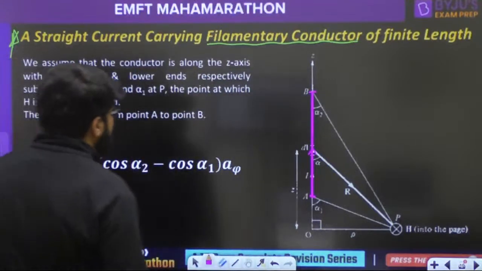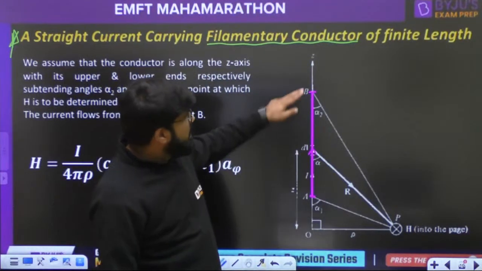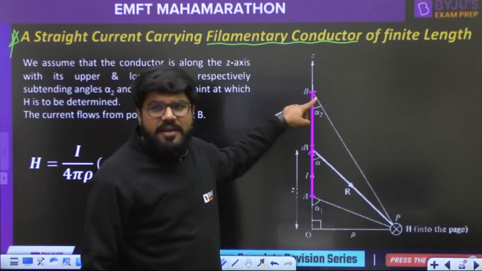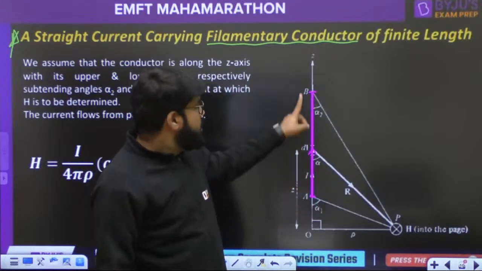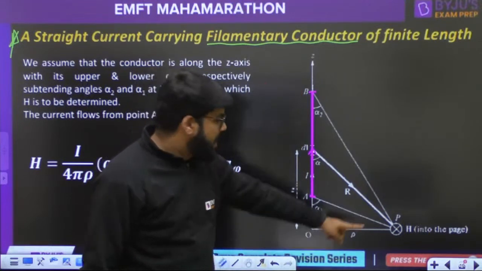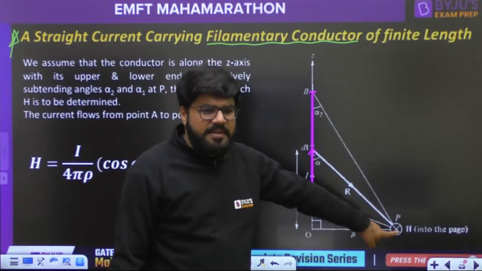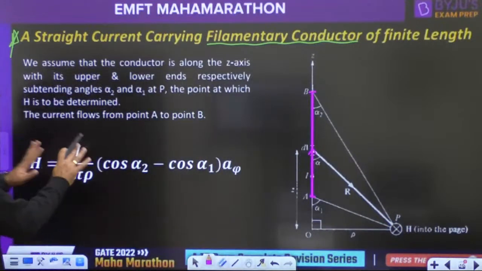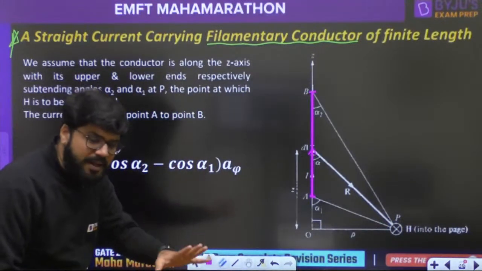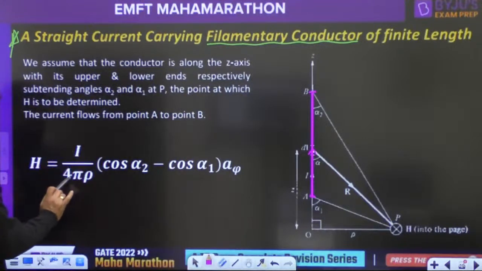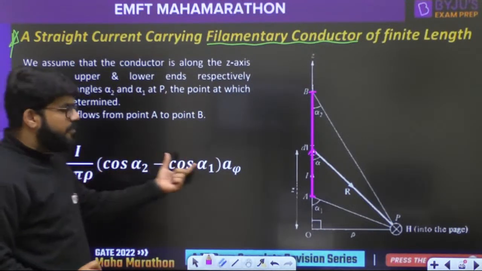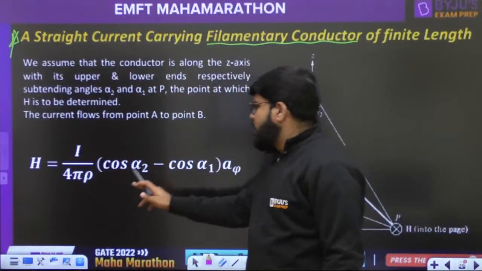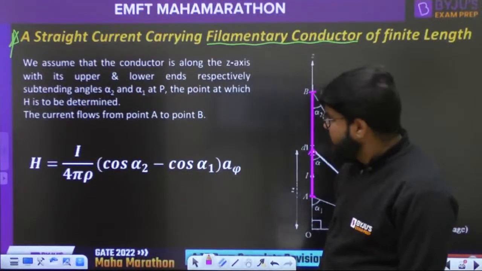Very good. Now, if this is a filamentary conductor, a very thin conductor carrying some current I from A to B, what is the magnetic field produced at any point P in the space? It is given by a direct formula. This is derived using Biot-Savart, but there is no time to derive it now. B equals I divided by 4 pi rho times cos alpha 2 minus cos alpha 1, in the a phi direction.